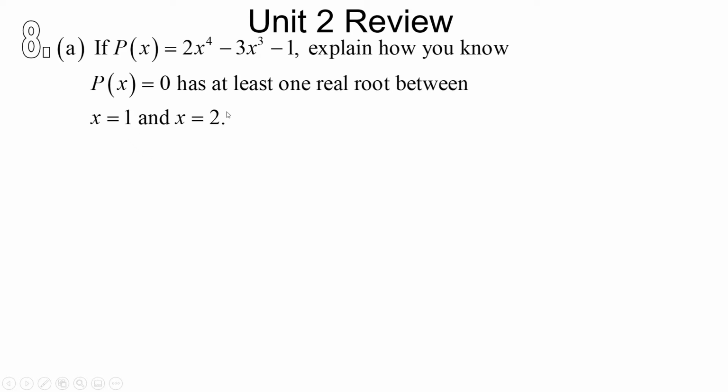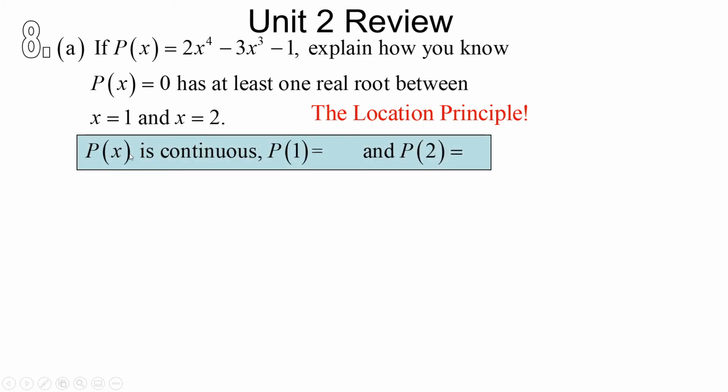Well, let's think a second. Isn't any polynomial continuous? And so we could use the location principle. What the location principle means is this: if a polynomial is continuous, which they all are, what if p of 1 and p of 2 have opposite signs? So what is p of 1? Well, if x is 1, I get 2 minus 3 is negative 1. Minus 1, I get a negative 2. Now I'm hoping p of 2 then is positive.